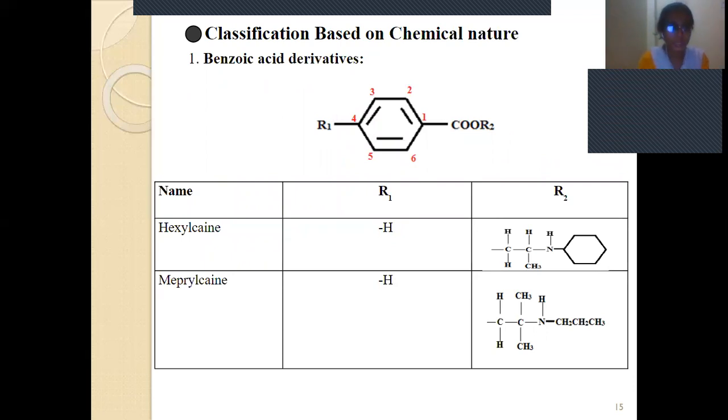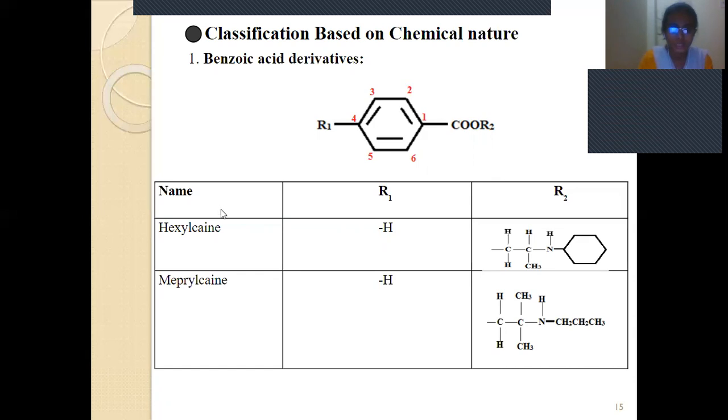First one is benzoic acid derivatives. This is the benzoic acid derivatives, and if you see, this is the structure of the benzoate, a 6-member ring. So in the R1 and R2 positions, if you replace them with different atoms, we will get different drugs.